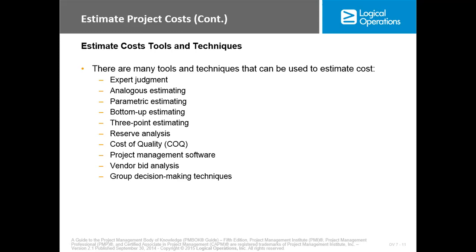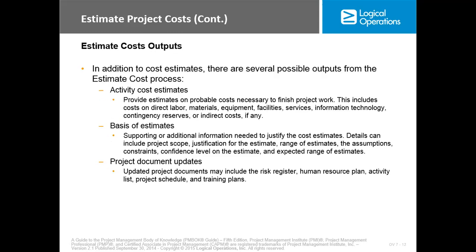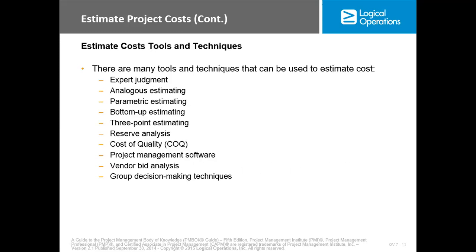Now, the tools and techniques, we have expert judgment, analogous estimate, and parametric estimate. We talked about this. The output at the end of the day. Okay, let me talk about the cost of quality, which we are also going to look at later on.